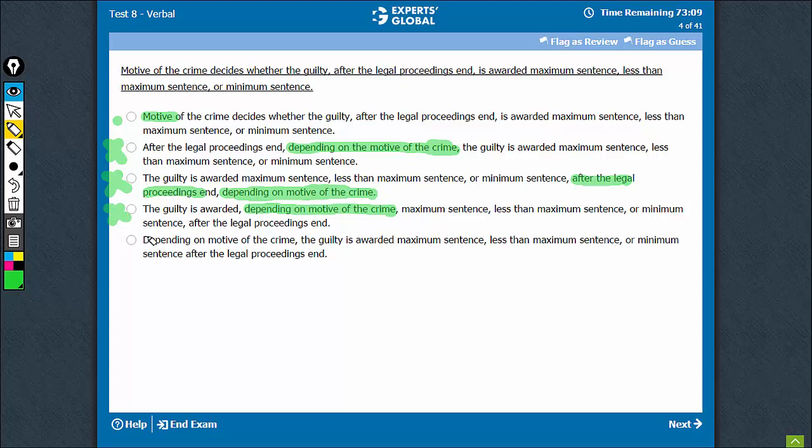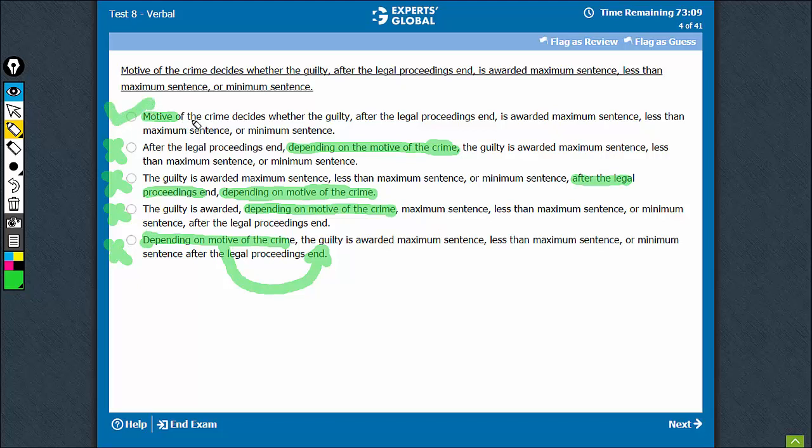And option E: depending on the motive of the crime, the guilty. This is a modifying phrase which will refer to the noun that comes after the comma. Depending on the motive of the crime, the guilty doesn't depend on the motive of the crime. The extent of punishment does. So this has a conventional, traditional modifier error. This can be eliminated. A is the best choice.